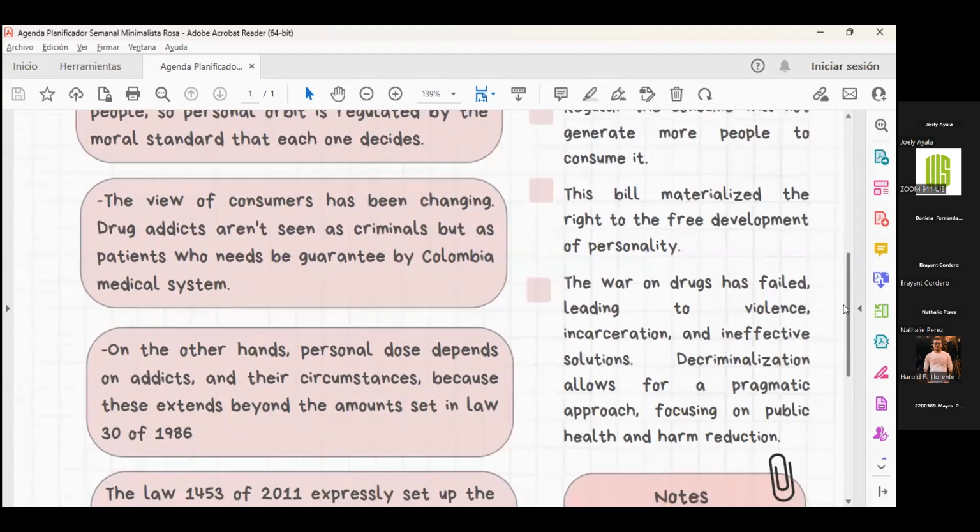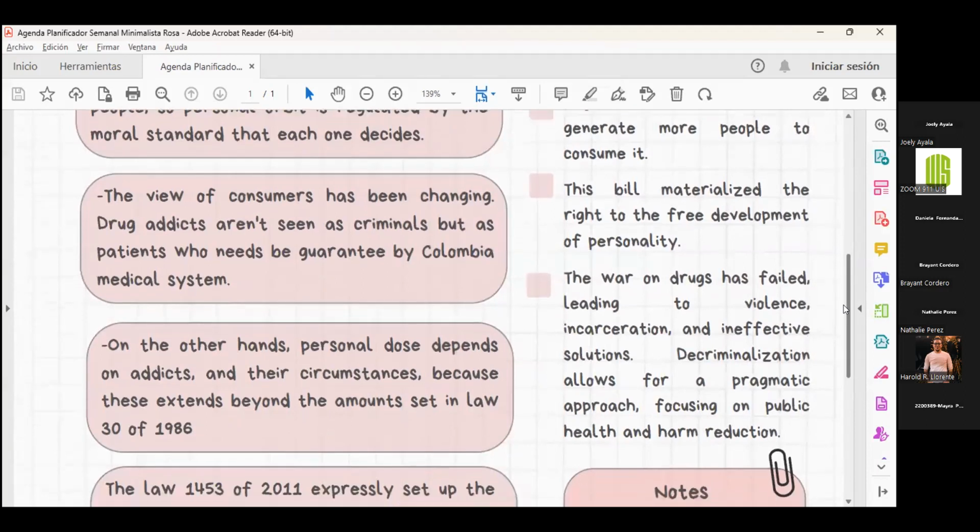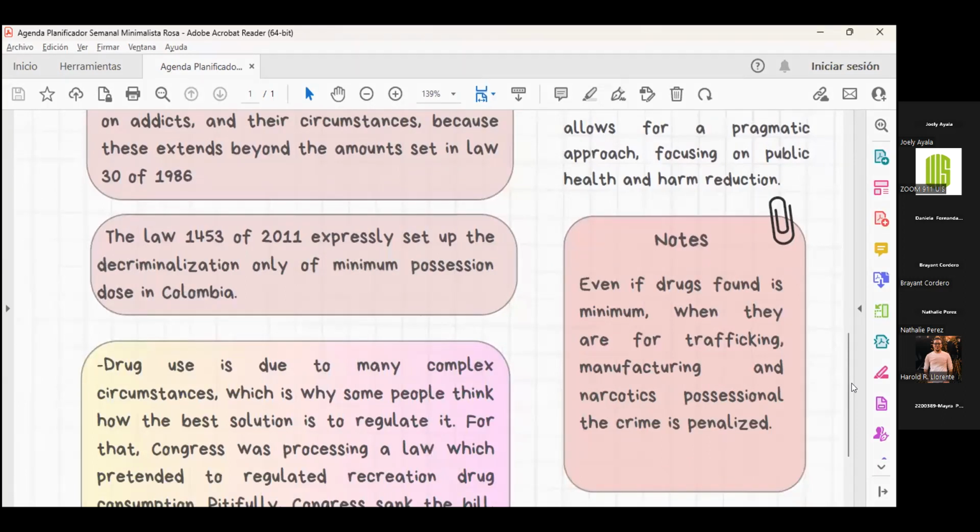Okay, well, the war on drugs has failed, leading to violence and incarceration, an ineffective solution. Decriminalization allows for a pragmatic approach focusing on public health and harm reduction. Note that even if the quantity of drugs found is minimum, when they are for trafficking, manufacturing, and narcotics possession, the crime is penalized. And I think it reduces the power of criminal organizations, ensures safety through regulation, and reallocates resources to address more pressing issues. Overall, decriminalization is a humane and effective solution. Well, that is all that we present for the time. If some of you have a question, we can start with the questions.